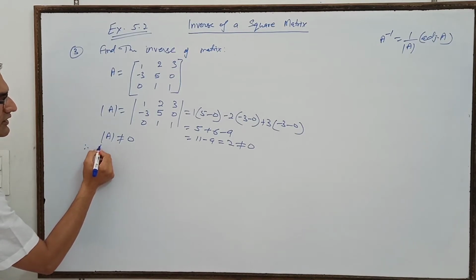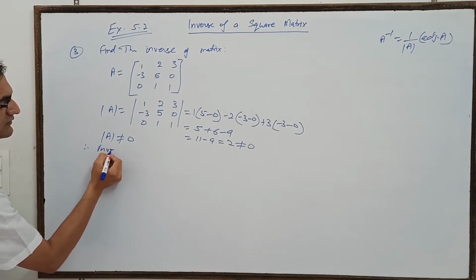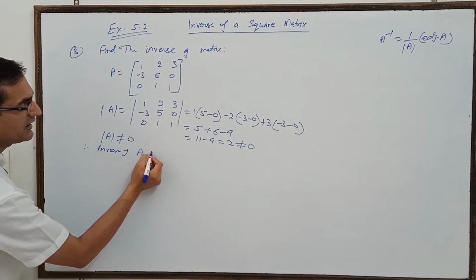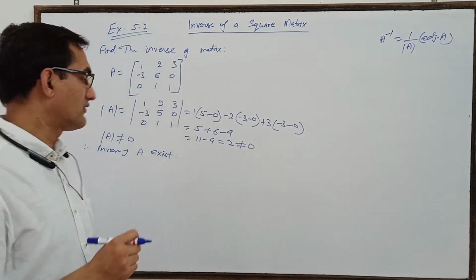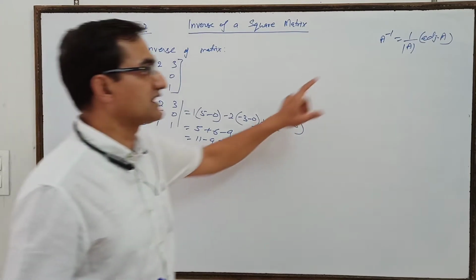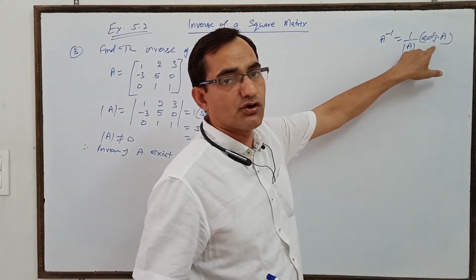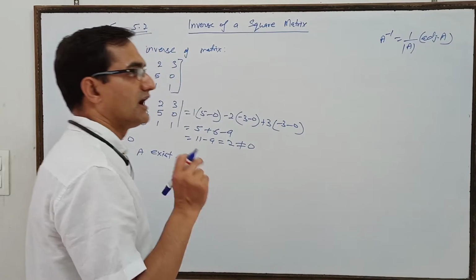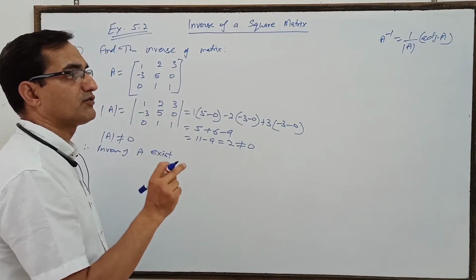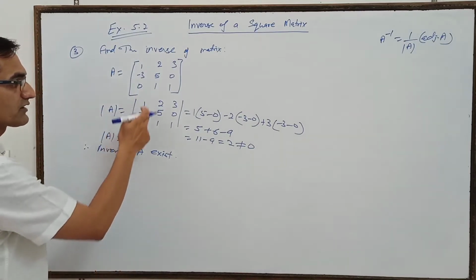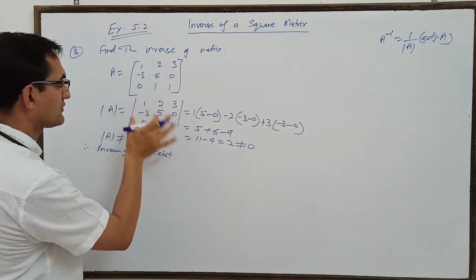Therefore inverse of A exists. We have found the determinant. Next we will find the adjoint of A. To find the adjoint of A, we have to first find the cofactors of all the elements of this determinant.